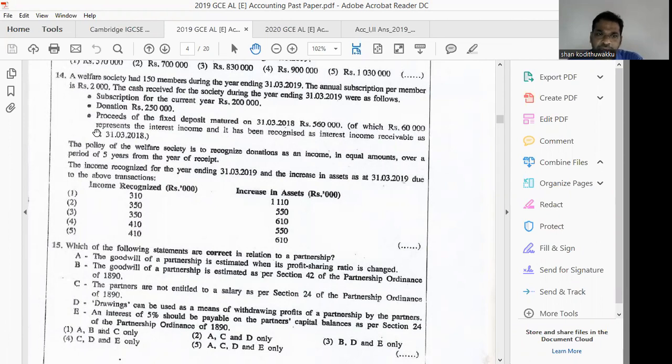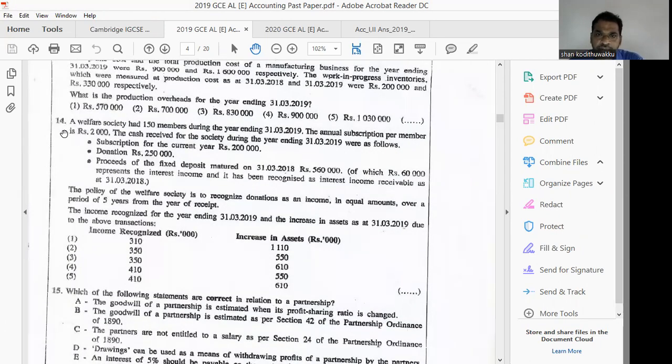Right. Then when it comes to question number 14, you are given here a welfare society had 150 members during the year ending 31st March 2019. The annual subscription per member is 2,000. Each member has to pay 2,000 rupees as their annual member fee. Then the cash received by the society during the year ending 31st March 2019 were as follows. What you have received during the period in cash.